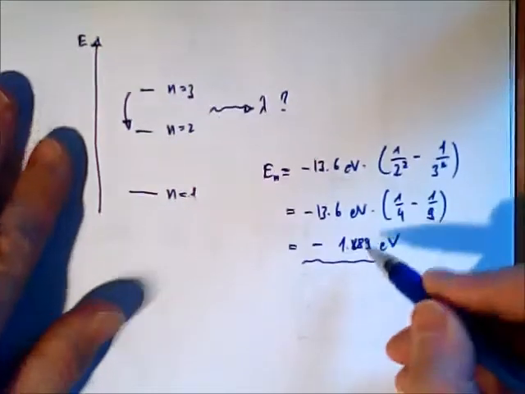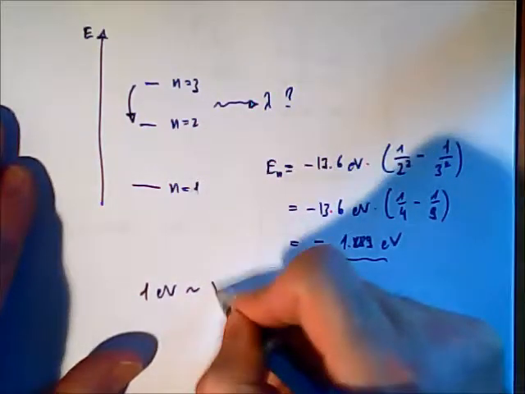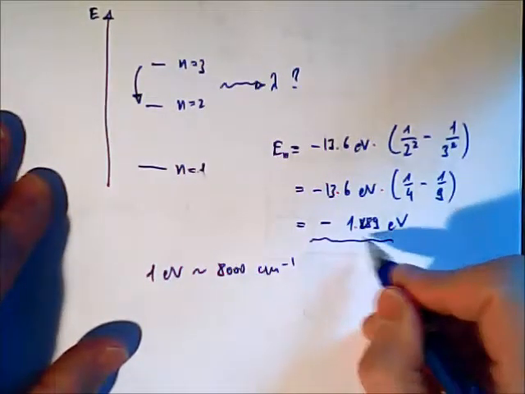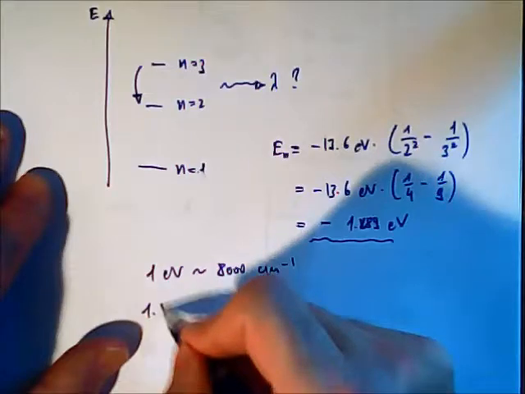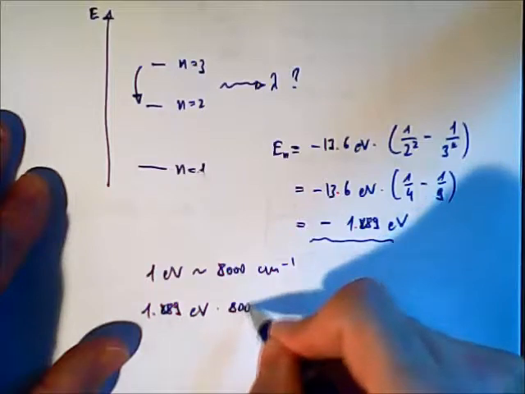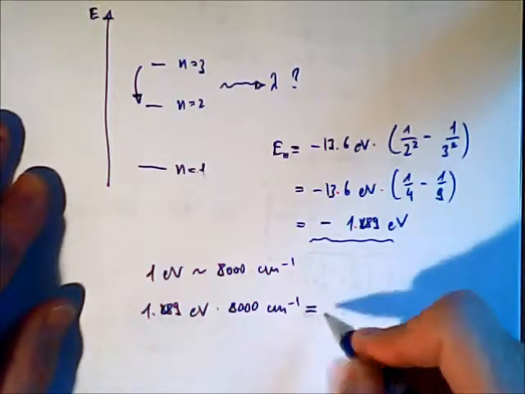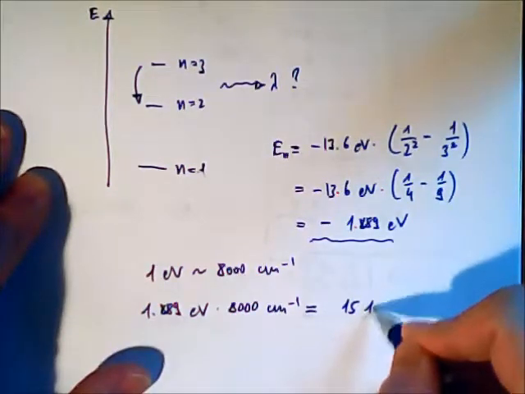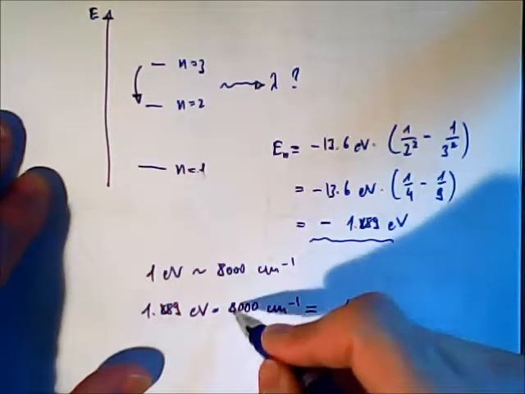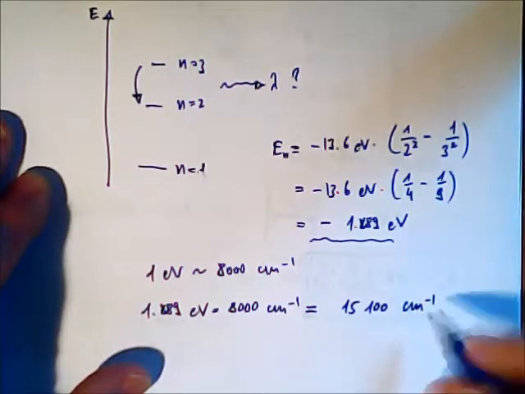And now which wavelength corresponds to this energy? We know that 1 electron volt is about 8000 centimeter minus 1. So that means the 1.889 electron volt multiplied by 8000 centimeter minus 1 gives us something like 15,100 centimeter minus 1 as the wave number.